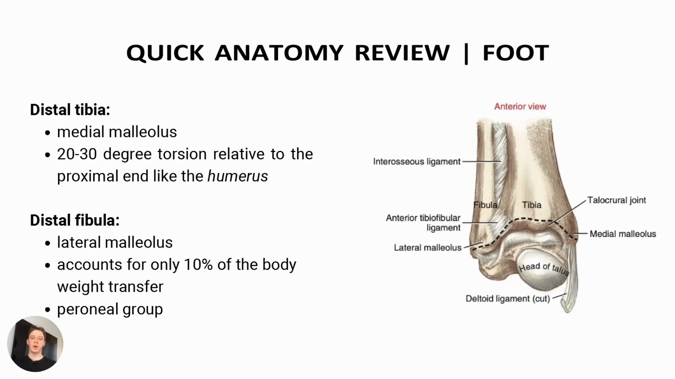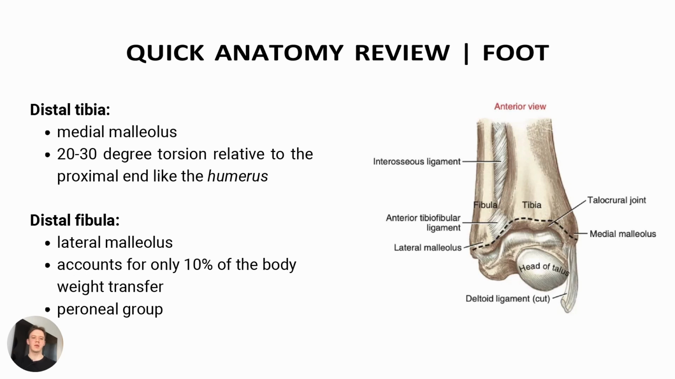So when we're talking about anatomy, once again, I would like to highlight the so-called distal tibiofibular joint, or the syndesmosis. It contains the distal tibia, which makes the medial malleolus, and the distal fibula, which makes the lateral malleolus.